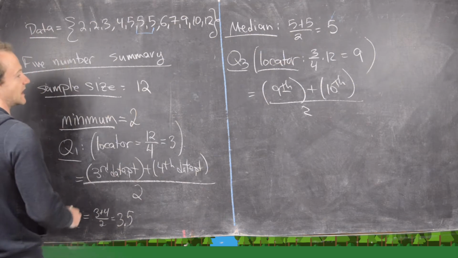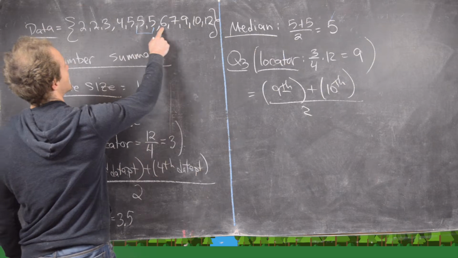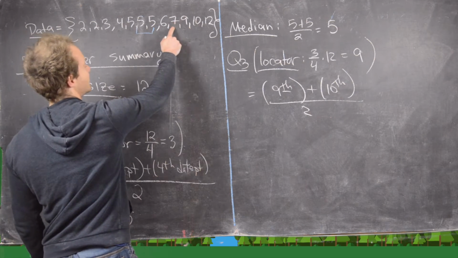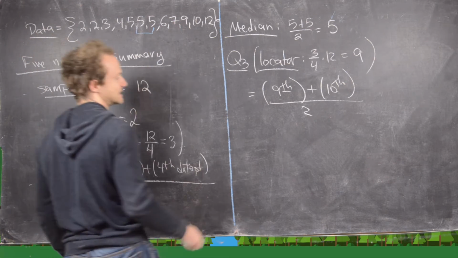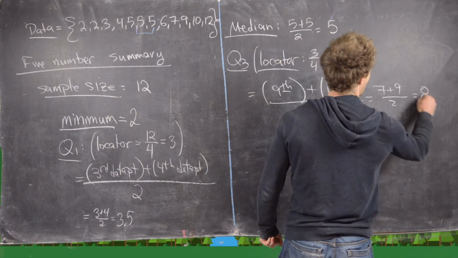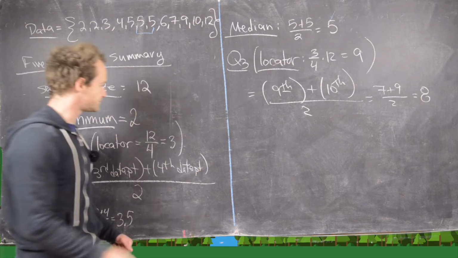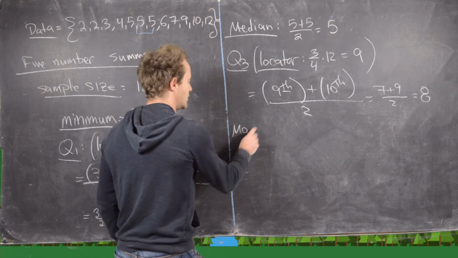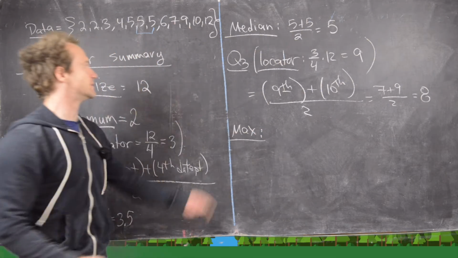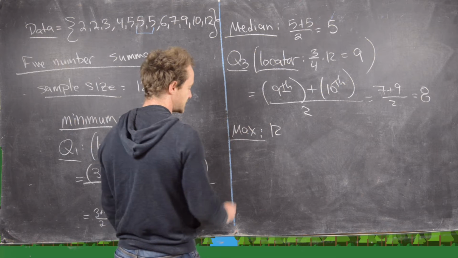So let's calculate the 9th and the 10th, or count them out. 1, 2, 3, 4, 5, 6, 7, 8, 9. So we've got 7 is the 9th, 9 is the 10th. So it's going to be 7 plus 9 over 2. The average of that is 8. So that's our third quartile. Then finally, we need the maximum, but the maximum is really easy to find. We just say it's going to be the number 12.